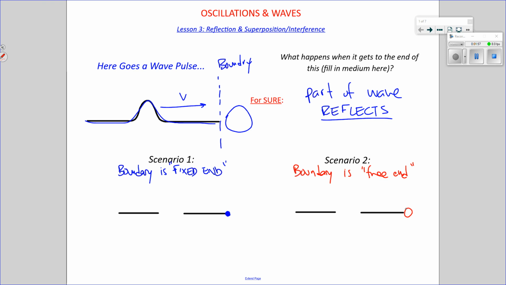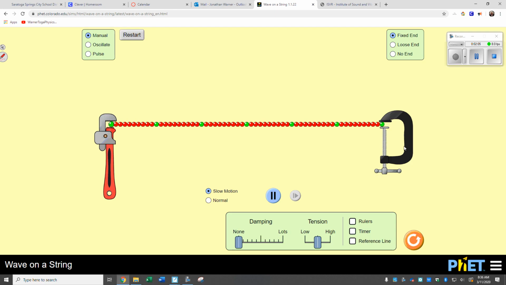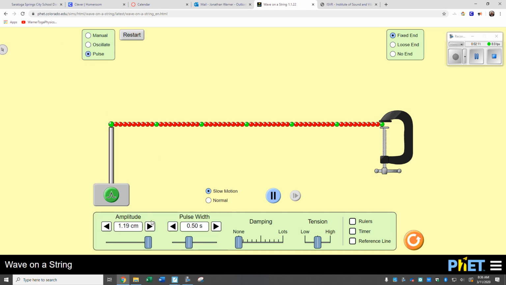What that really means, it can quite literally mean that, I'll show you in this simulation. We can have a fixed end where I'm going to send a pulse. I'm going to make that a nice tall one, at normal speed. Let's see what this pulse looks like. Perfect. Pause. So this end is quite literally held in place and not allowed to oscillate. Well, here it comes.